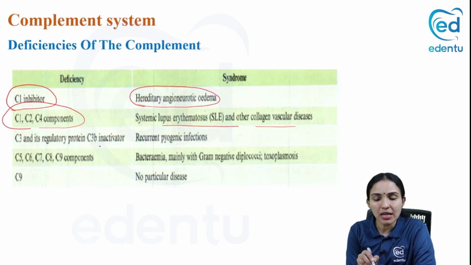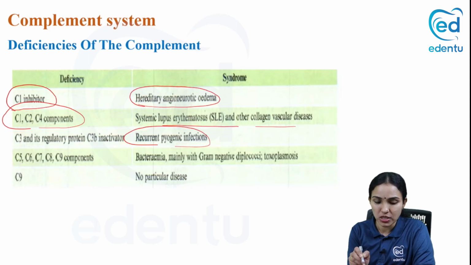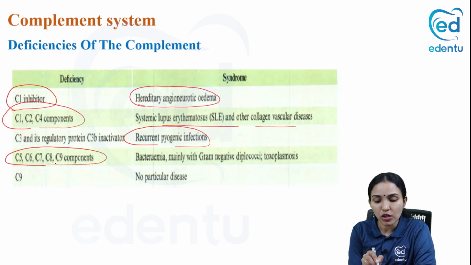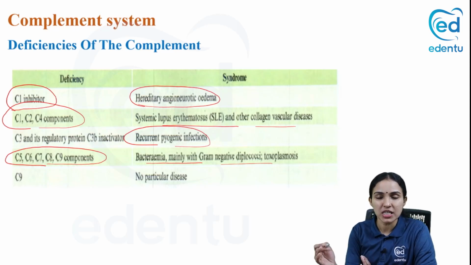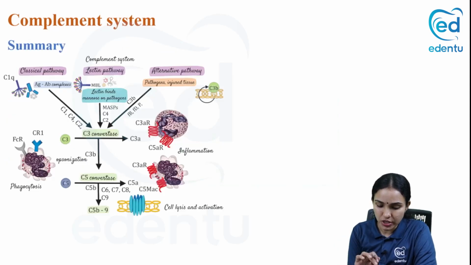Now, C3 and its inactivator deficiency will lead to recurrent bacterial infections. If you have the membrane attack complex components lacking, it will also lead to increased bacterial infections, mainly gram-negative infections. C9 deficiency alone does not have much problem, but if all the membrane attack complex components are lacking, there will be increased bacteremia due to gram-negative diplococci like Neisseria. So these are the deficiencies of the complement which lead to various conditions.